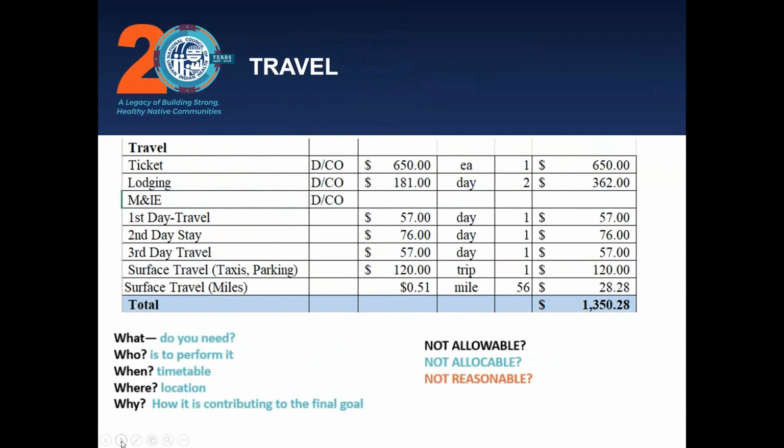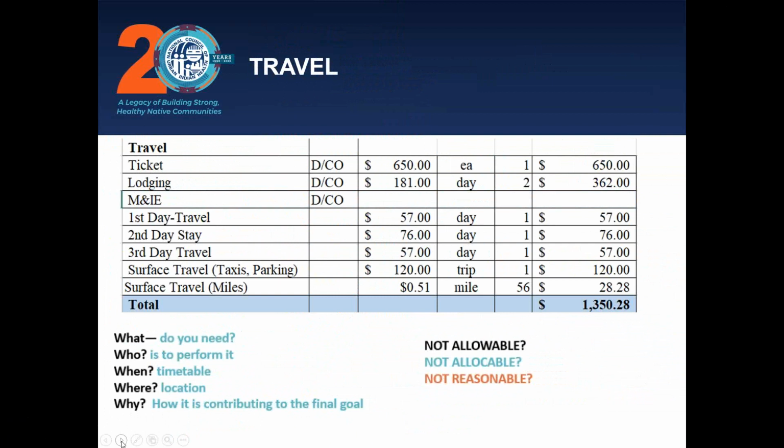The meals and incidentals is also for Colorado, and I have broken it down per day, because that's the way they are asking you to do it. The first and the last day have a rate, whereas the days in the middle have a different rate. And all of that is the meals and incidentals, or per diem. The taxis are also per trip, and then you can include a calculation of those. If you have somebody who's going to be driving, you can calculate the miles.